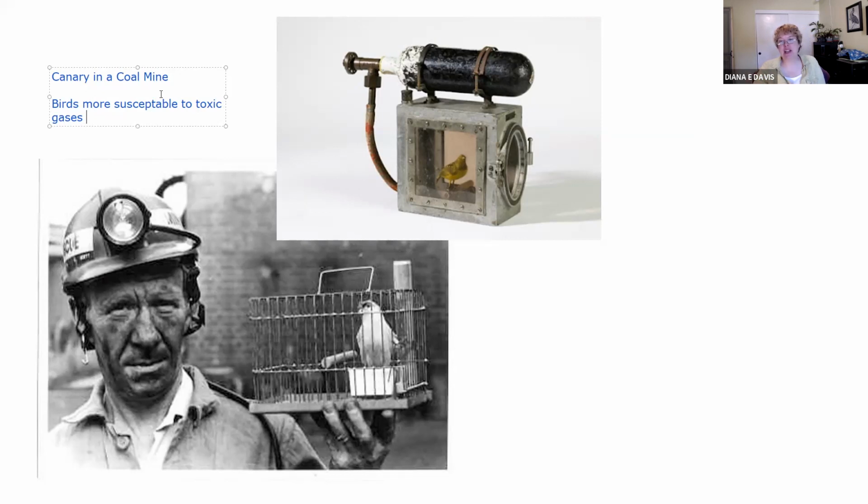Now, the coal miners liked their canaries, and so some of them came up with these devices. This is an oxygen cylinder on the top of the cage. And so if the canary started acting sick, they could flood the cage with oxygen and carry the bird out with them and keep it alive.